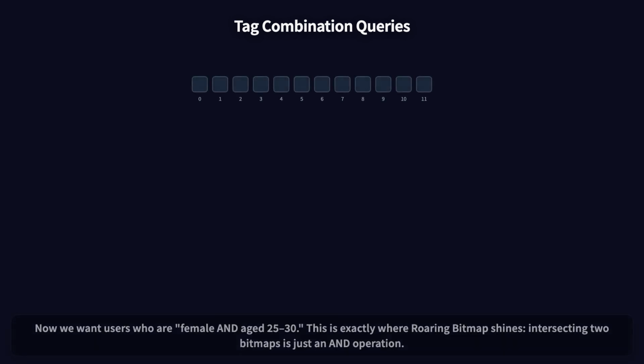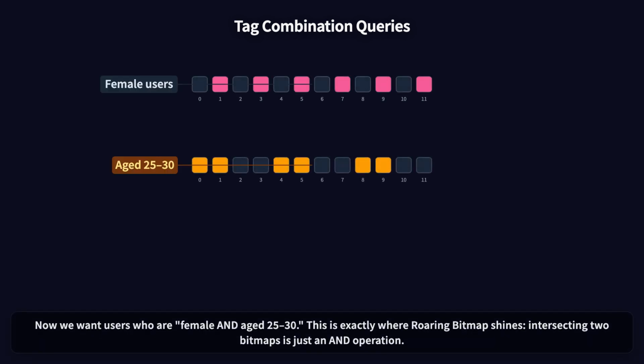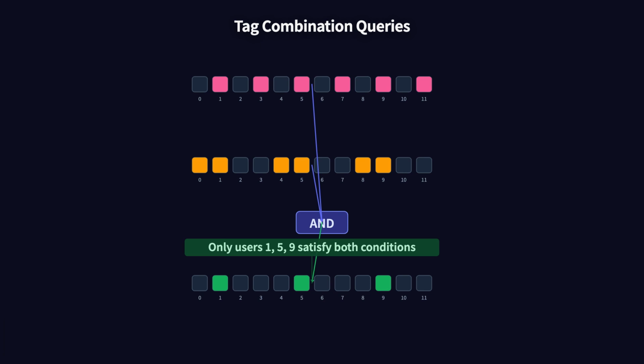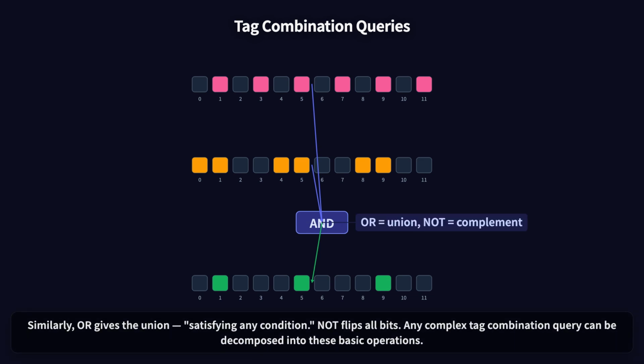Now we want users who are female and aged 25 to 30. This is exactly where Roaring Bitmap shines. Intersecting two bitmaps is just an AND operation. Bit by bit, computed byte by byte in parallel, extremely fast. Intersecting two bitmaps with hundreds of millions of users each takes just milliseconds on a modern CPU. Similarly, OR gives the union, satisfying any condition. NOT flips all bits. Any complex tag combination query can be decomposed into these basic operations.